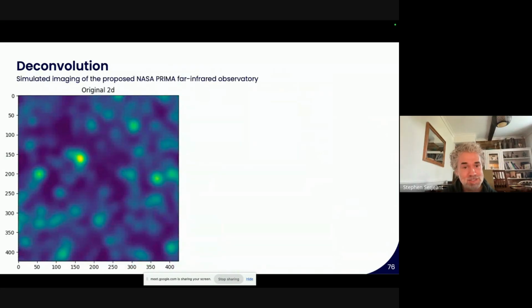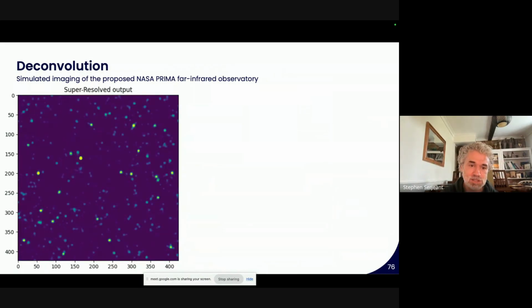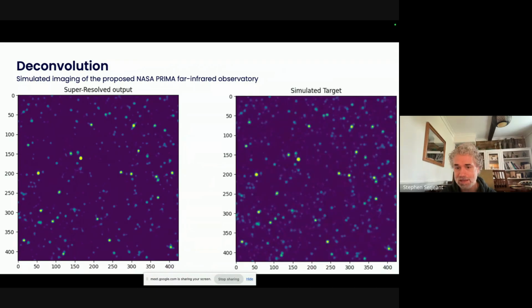Chris has also been working on simulated data from the proposed NASA Prima far-infrared space telescope. This is its blurriest image, and this is the super resolved output, and the truth is there, and that's even better to me. You get there, clearly there are some galaxies that are too faint that are not being recovered, but for the most part, it's absolutely spectacular technology.